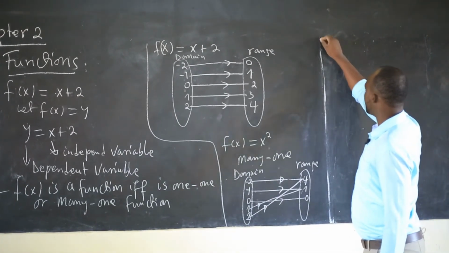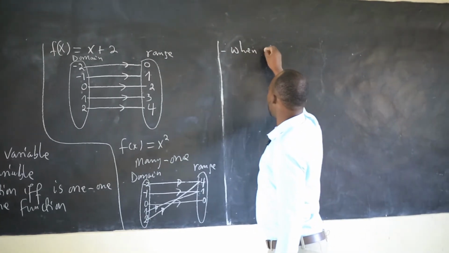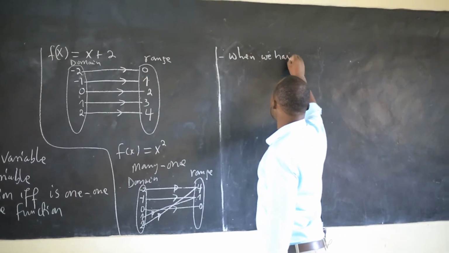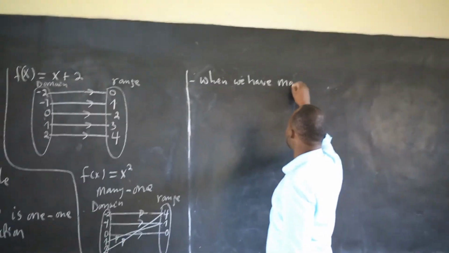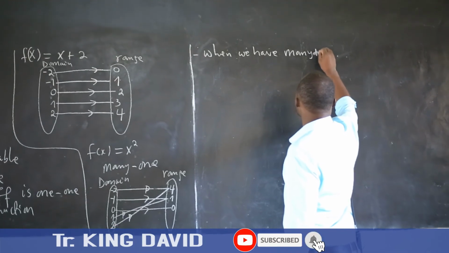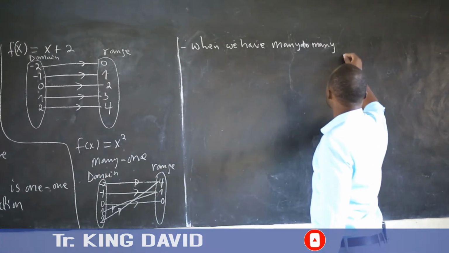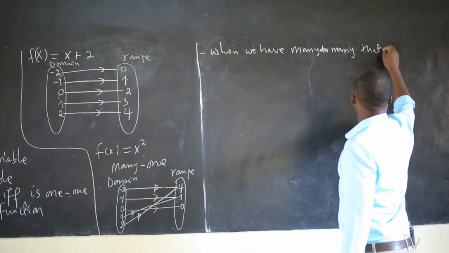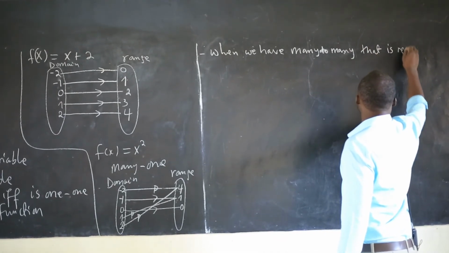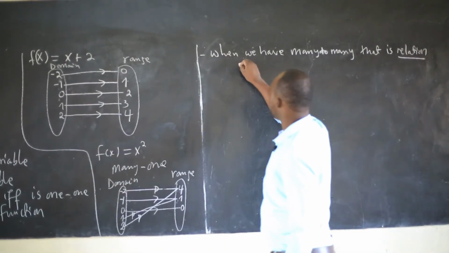When we have many to many, that is not a function. That is a relation, not a function.